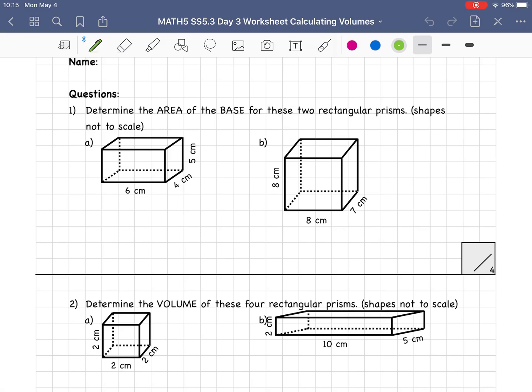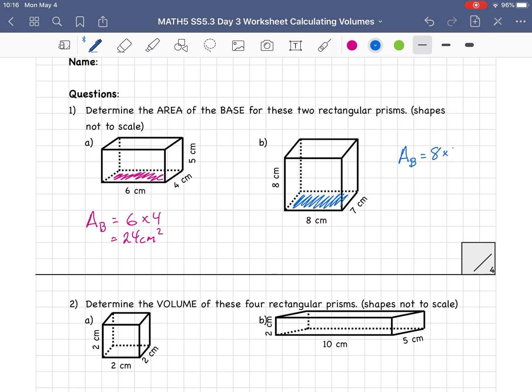In this video, I'm going to go through the answers for this worksheet on calculating volumes. So question 1, determine the area of the base for these two rectangular prisms. Well, the base is this shape down here. And the area of the base is equal to 6 centimeters times 4 centimeters. It's equal to 24 centimeters squared.